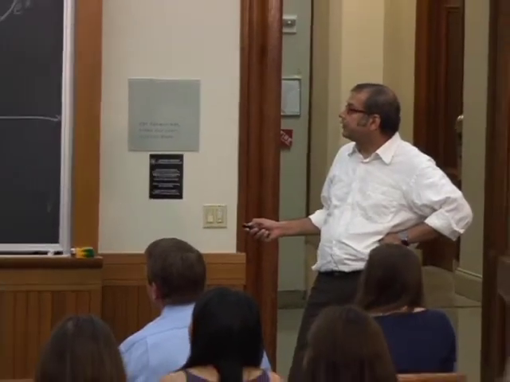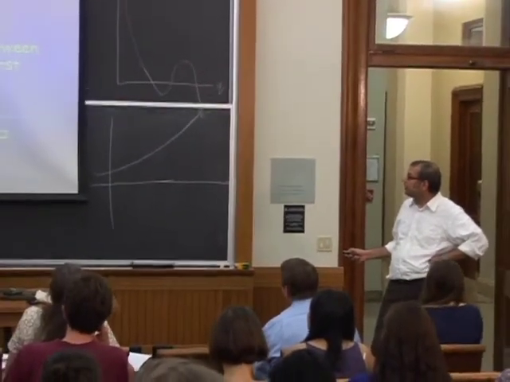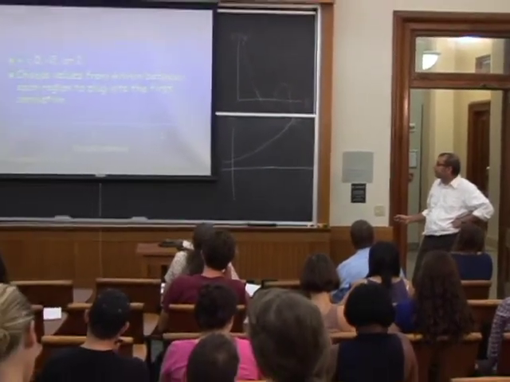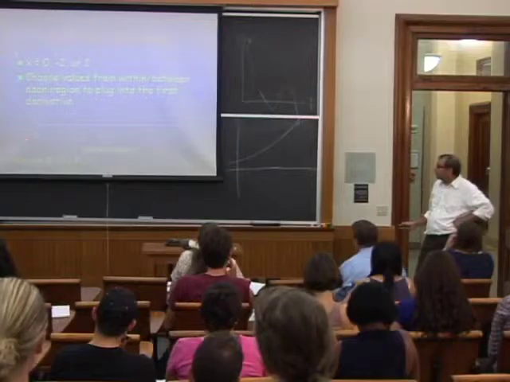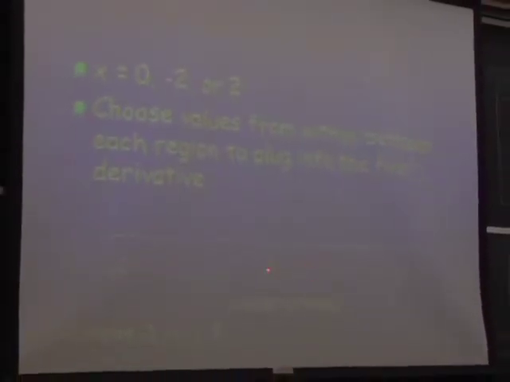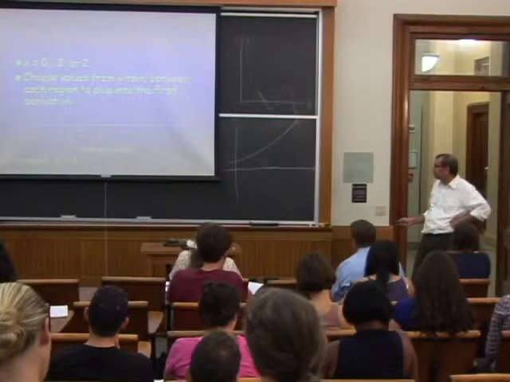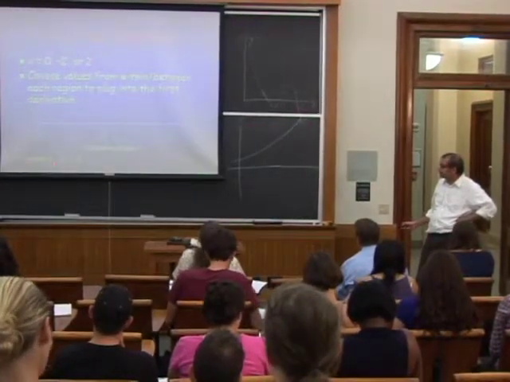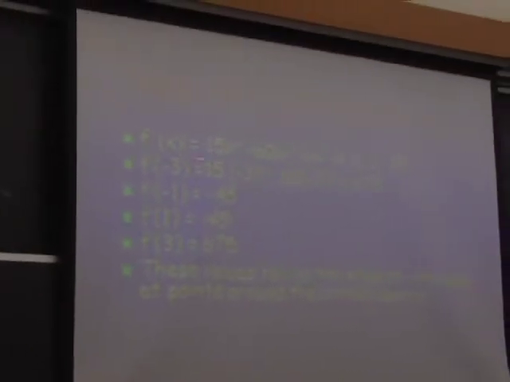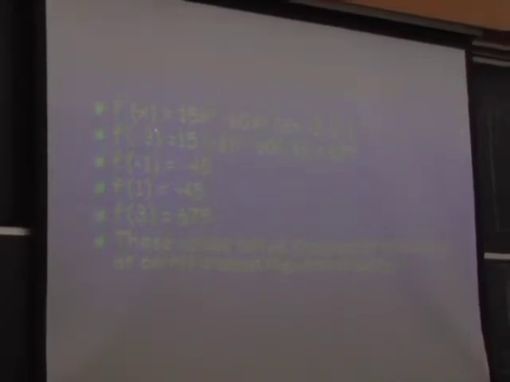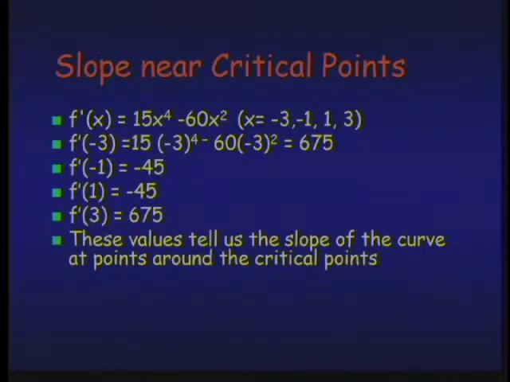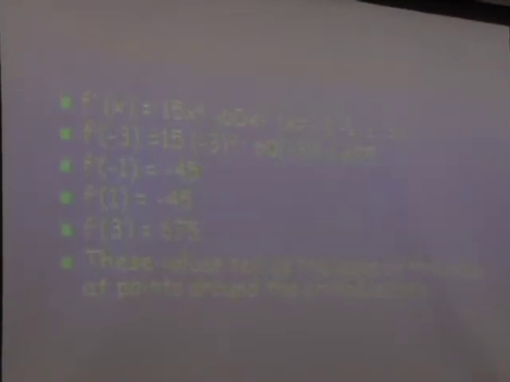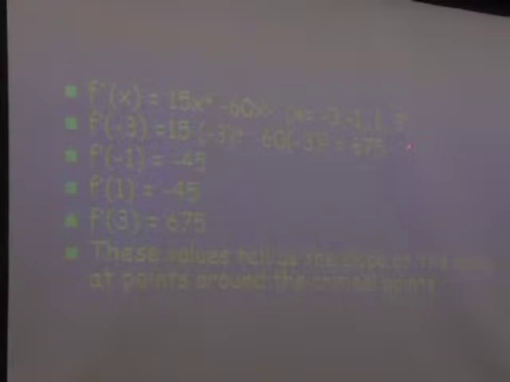So I say, what I want to know is what are the values of the derivative of this function before minus 2, at minus 2, between minus 2 and 0, between 0 and 2, and above 2. So I could choose these numbers: -3, -1, 1, and 3. Plug those numbers into the derivative, so it tells me what the slope of the original function will be at those points. So this is the derivative, and I evaluate this derivative at these 4 different values of x.